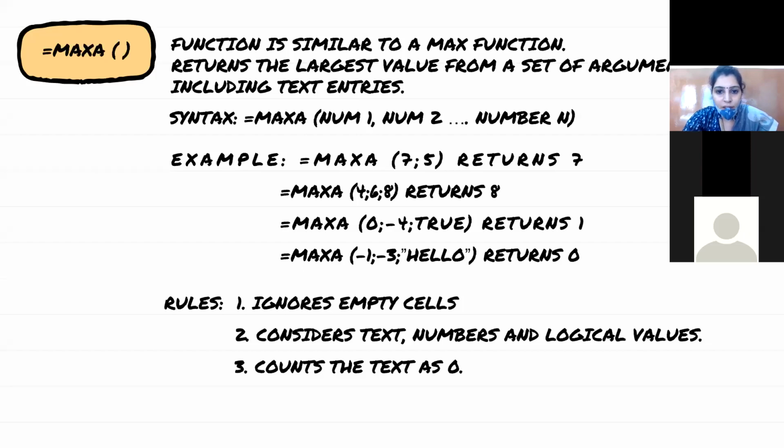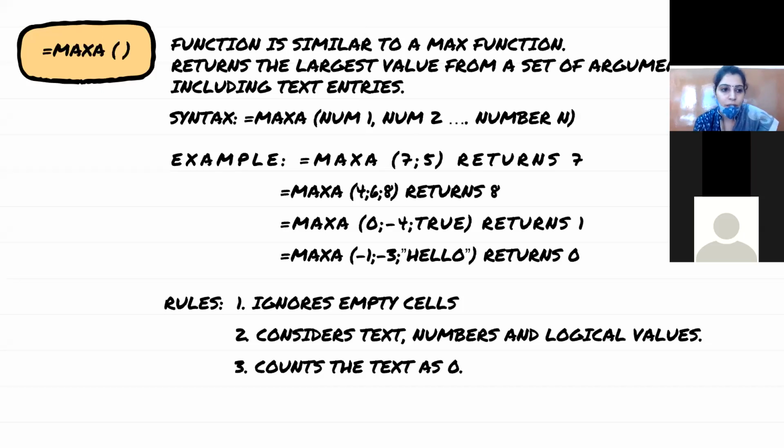For example, the fourth example, see, MAXA, minus 1, minus 3 and hello. Now hello is 0. So on the number line you are writing negative values, 0 and then positive values. Maximum means the highest value, so minus 1 and minus 3 are smaller, and hello has the value 0 because it's a text value. So it will give the output as 0. Clear the difference between MAX and MAXA?